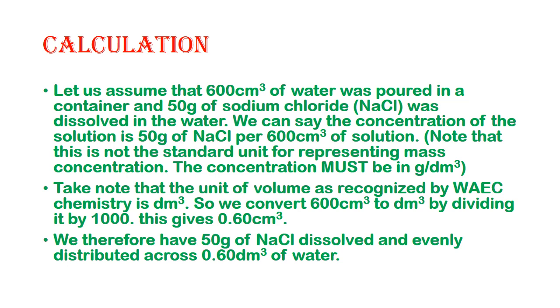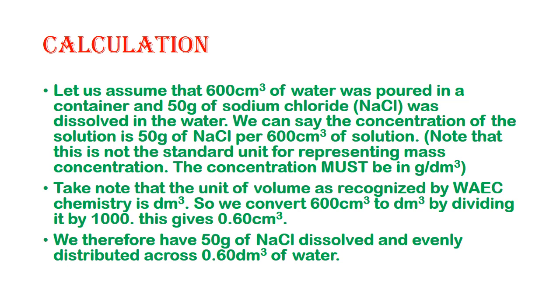Now let us assume that 600 centimeter cube of water was poured in a container and 50 gram of sodium chloride, NaCl, your normal salt, was dissolved in the water. You pour 600 centimeter cube of water in a container, maybe a beaker or maybe a basin, and then you add about 50 gram of sodium chloride. We can say the concentration of the solution is 50 gram of sodium chloride per 600 centimeter cube of solution.